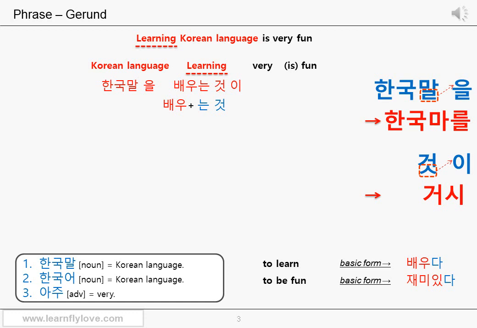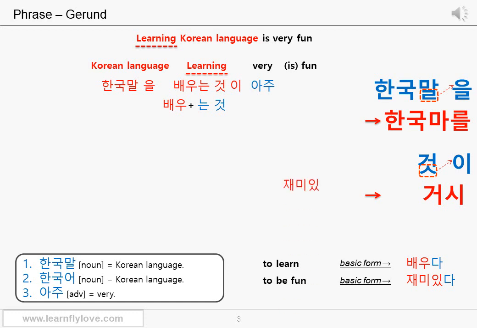Very, 아주, or you can use 되게, which is used in spoken Korean quite often. Fun, it's an adjective. The basic form of this adjective is 재미있다. 재미 is a noun which means fun. 있다 means exist. Fun exists. So 재미있다 becomes an adjective, fun.